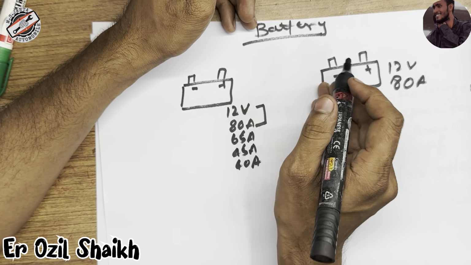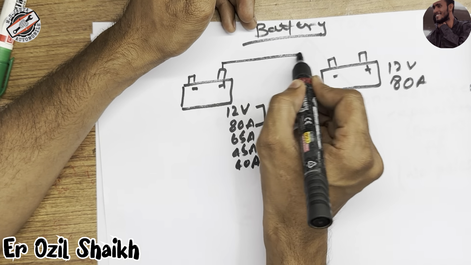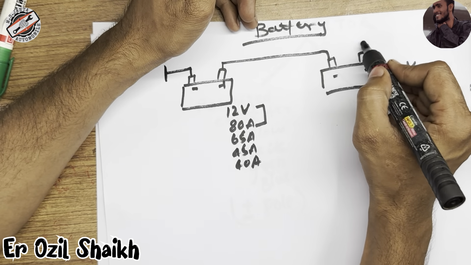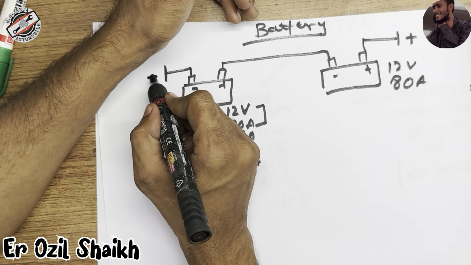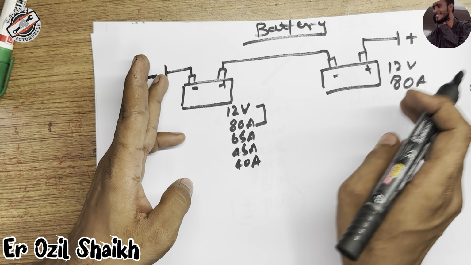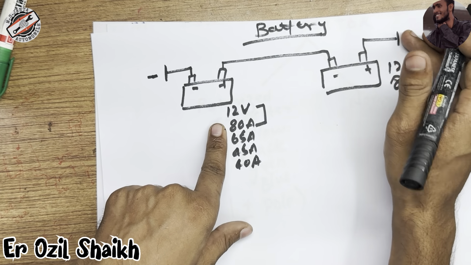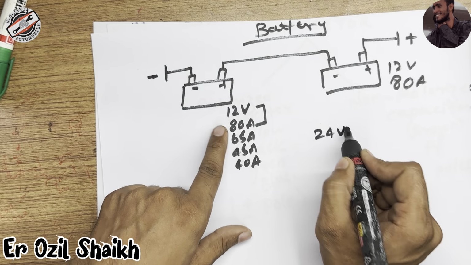If we connect this battery in series, plus to minus, and it will be minus and it will be a plus. Okay, so if you check the voltage from here to here, it should be 12 plus 12, 24 volt. It will be a 24 volt.